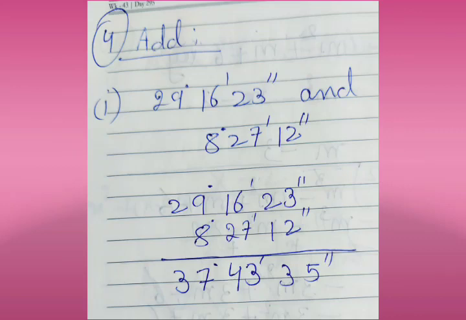So when you will add, you will write like this as I have done. You can see on the screen. Then 3 and 2, 5. 2 plus 1, 3. 6 plus 7, 13. So 3. 2 and 1, 3 and 1, 4. 9 plus 8, 17. And 2 and 1, 3. So 37 degree, 43 minutes, 35 seconds is the answer.